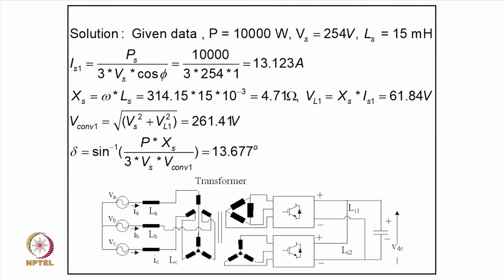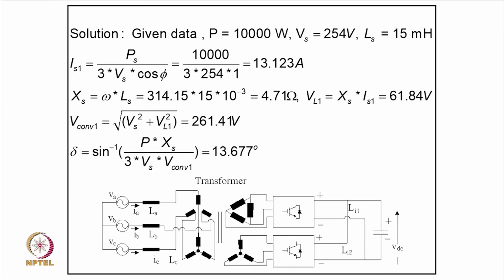So, considering power factor unity, it comes 13.123, and the reactance for the given 15 millihenry, we can find out, comes 4.71 ohm, and the inductor drop for fundamental voltage will be XL into IS1. And now, we can find out fundamental converter voltage by this relation, VSC square plus the inductor drop square. For unity power factor, these two voltages will be at quadrature.